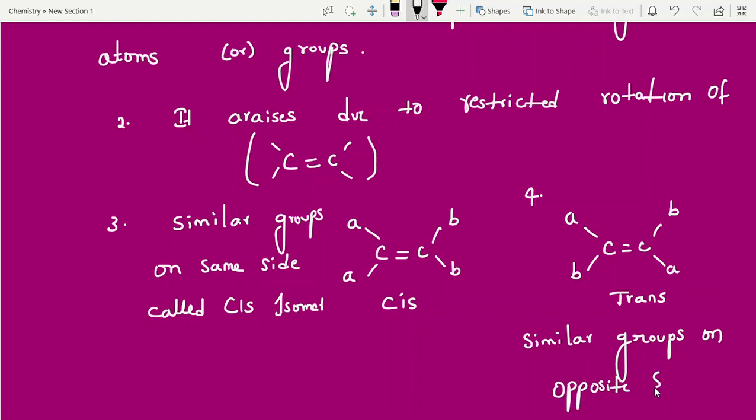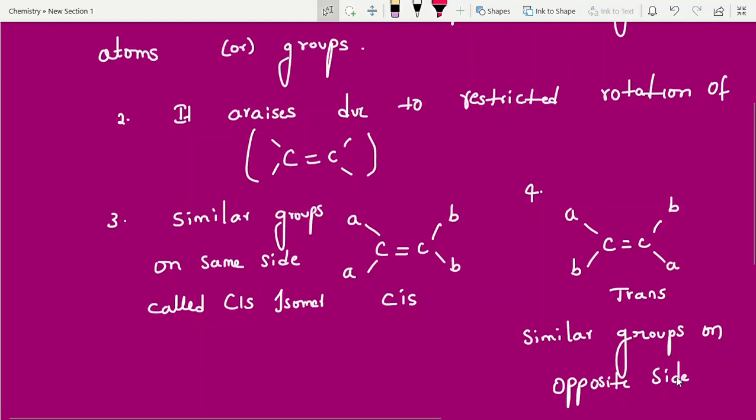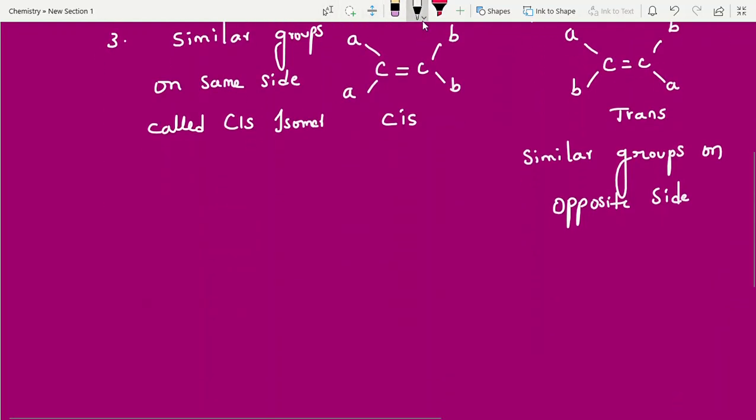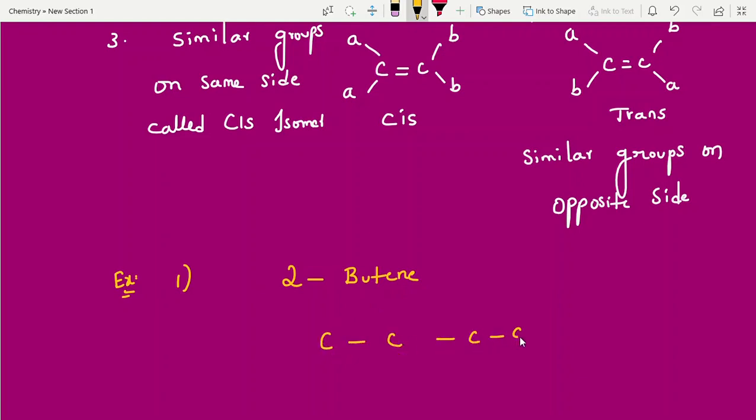Clear? Now to understand better, I am giving different examples, students, all frequently asked in examination. Now example 1: 2-butene. It is very easy. 4 carbons, right? Second position double bond. End methyl group, and here hydrogen. This is the active side, students. This is a symmetrical alkene.